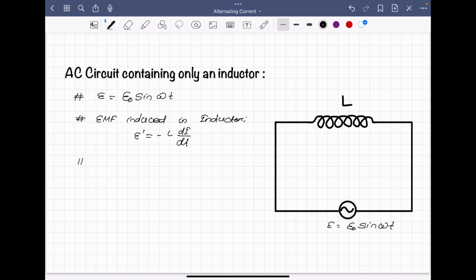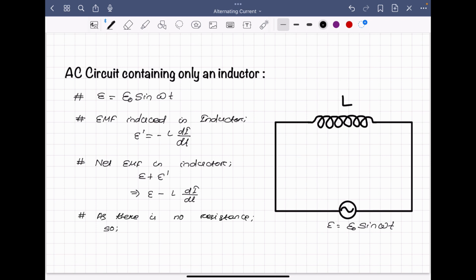Net EMF in the inductor, what we have? E plus E prime. We have to add this. Okay. Then what we got here? In place of E, just write down E. But in place of E prime, we can write down minus L di by dt. As there is no resistance in the circuit, so this net EMF is 0, equal to E minus L di by dt is equal to 0. So we can write E as L di by dt.